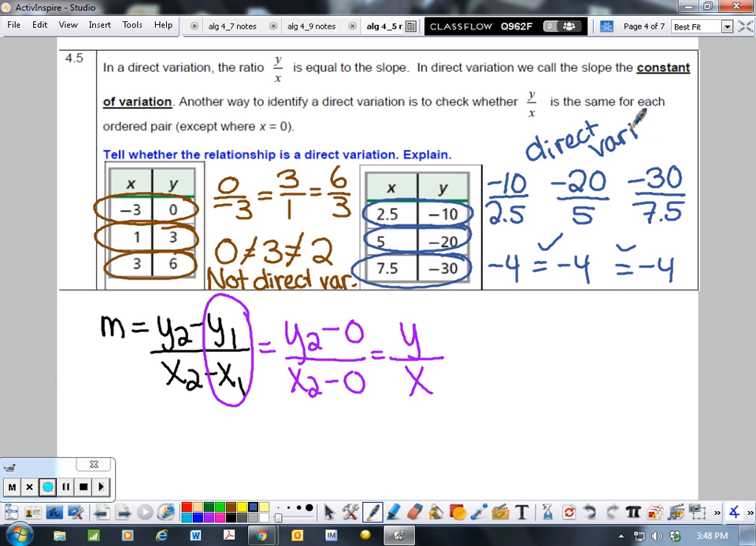My explanation comes from the work that I showed. Why is it direct variation? Because when I compare those ratios, I get the same value. That value is called the constant of variation. It's really just the slope we've been talking about, the slope every single time. It's constant for every single point, and that's why it's called a constant of variation. So we checked whether y over x is the same, and I showed that it worked out perfectly.